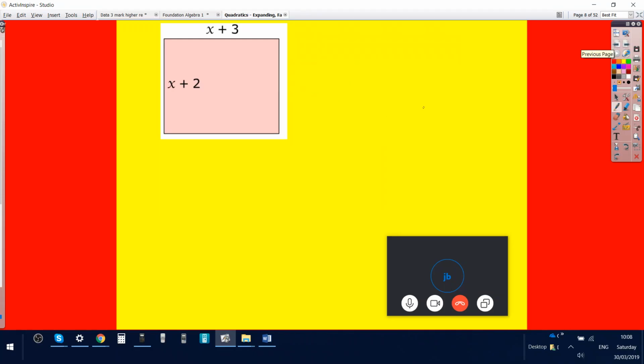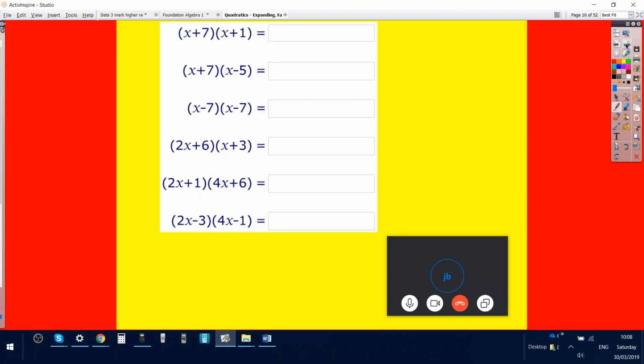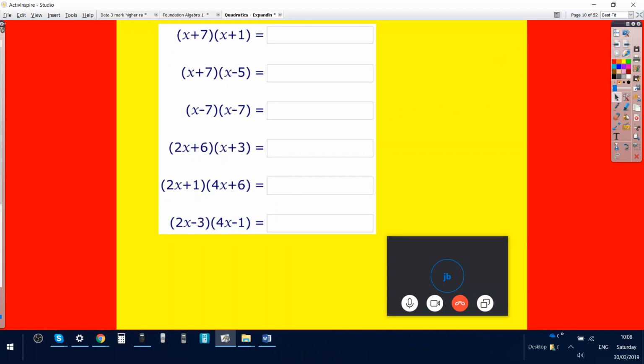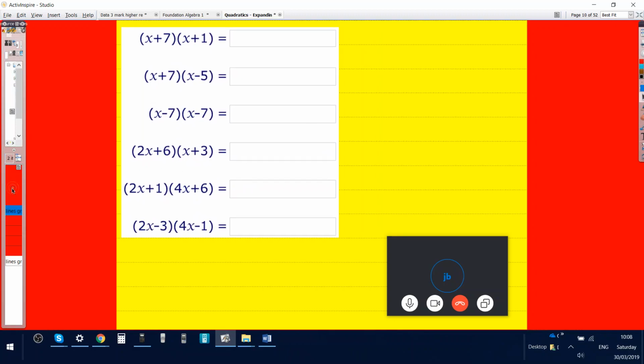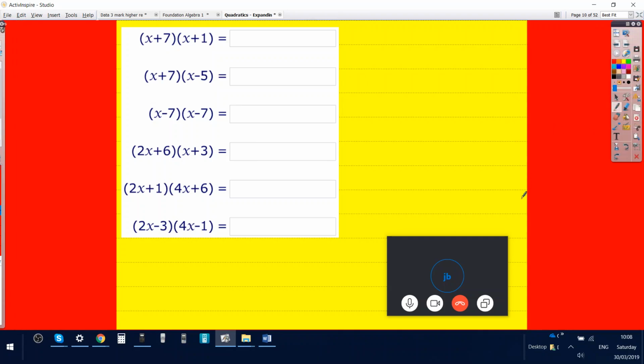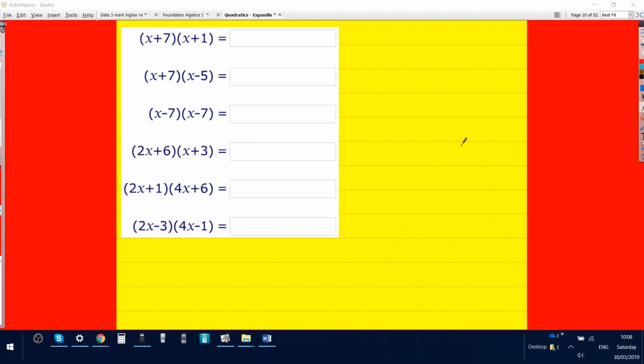How do we expand double brackets? Let's say this first one up the top. So would you have to mix them all together? It'd be x squared, and then you would have to mix an x with the 7s and the 1s. So it'd be x squared plus 7x plus 1x plus 7. So that would be x squared plus 8x plus 7. That's it.